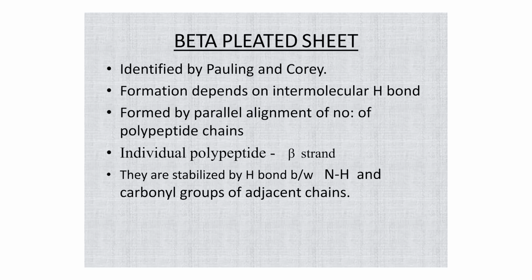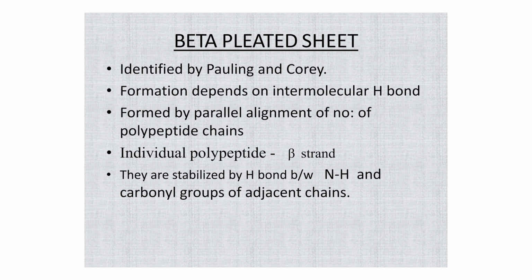Now, here we can see the hydrogen bond formation between the two different polypeptide chains lying side by side. So, this is the beta pleated sheet, where the hydrogen bonds are formed between two different polypeptide chains, unlike the alpha helix structure, where the hydrogen bond is formed within the same polypeptide chain, that is, intra-chain formation. Now, it was also identified by Pauling and Corey.